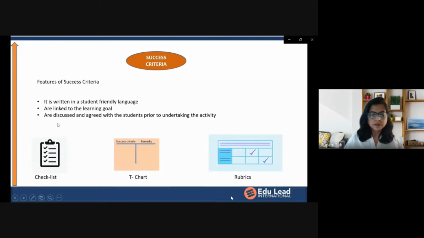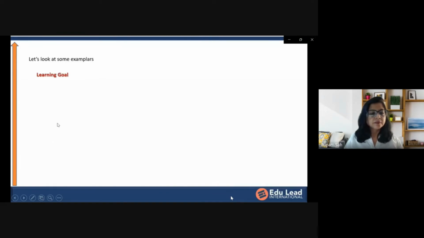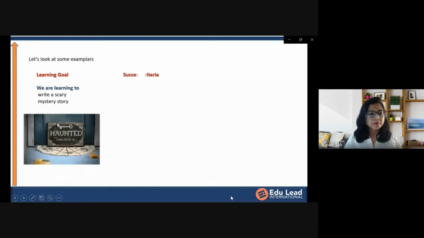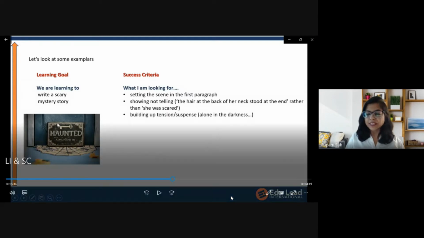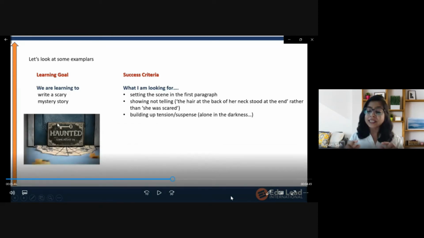Let's have a look at some examples. The learning goal is, we are learning to write a scary mystery story. So the success criteria can be, what am I looking for? I'm looking for setting the scene in the first paragraph, showing, not telling. The hair at the back of her neck stood at the end, rather than she was scared. So here you are asking them to write the scary story, you're giving them the success criteria. So you're also telling them that you should not tell, rather show.